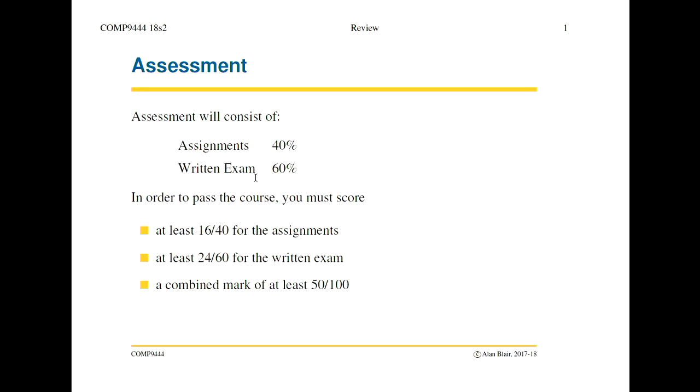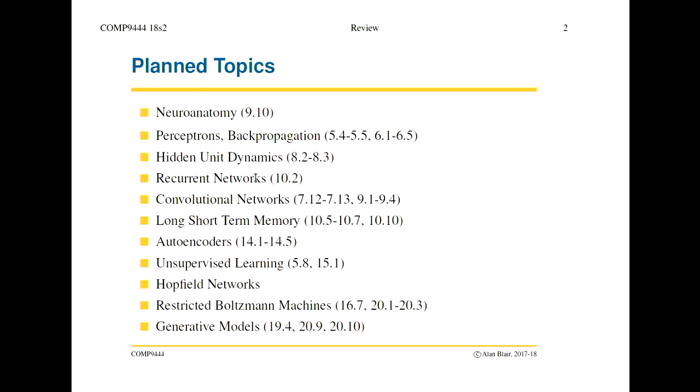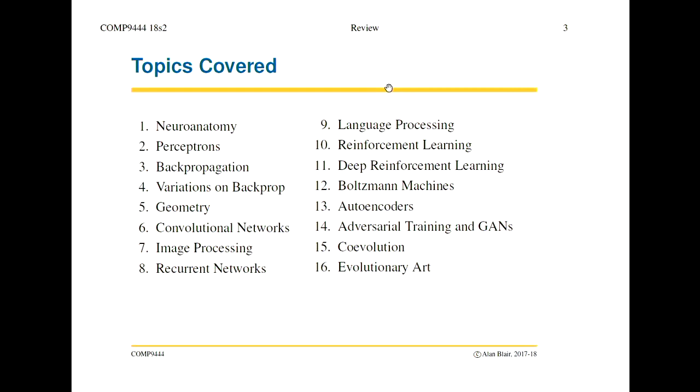So as you recall, the assessment for the course is 40% assignments and 60% exam, and you have to get at least 40% in each component and then a 50% when you add them up. These are the topics that we planned at the beginning of the course to cover in the relevant sections in the textbook. And this is, I believe, what we actually covered. So I think we did a pretty good job of covering what we intended.